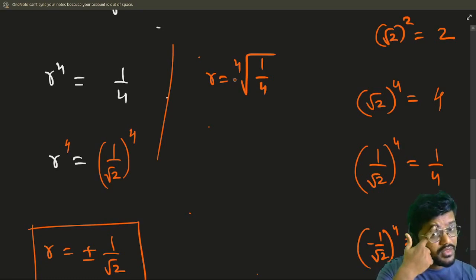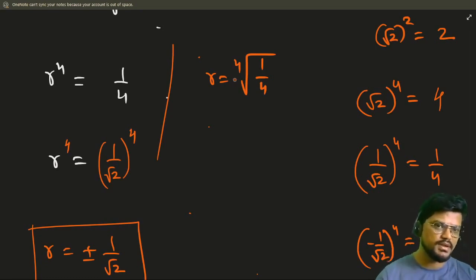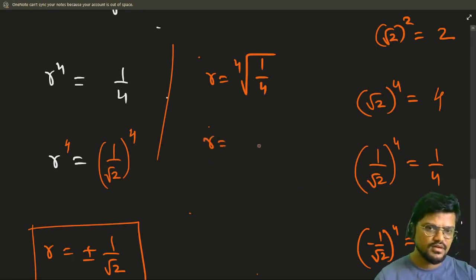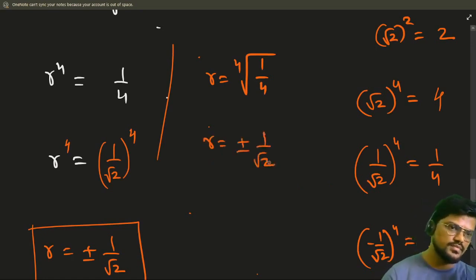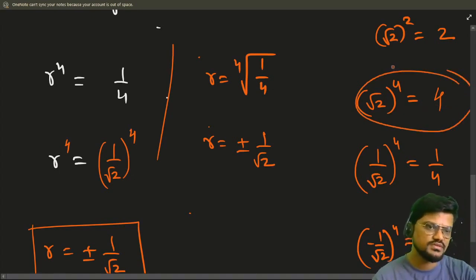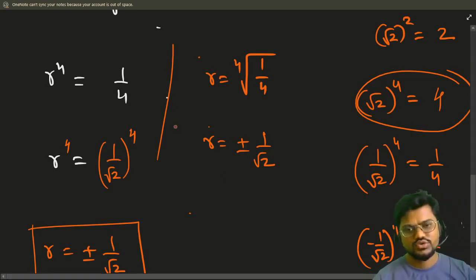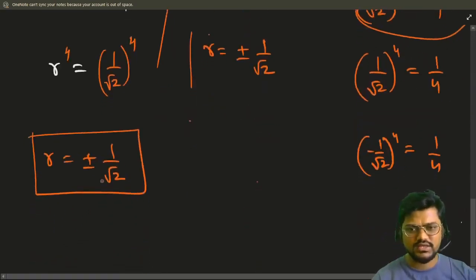That's the problem. Okay, the fourth root of 1 by 4 can be easily found. That is a simple calculation. It will be equal to plus minus 1 by root 2, because root 2 to the power 4 gives you 4. So the fourth root of 4 is root 2. But it can be plus minus both. Got it? Yeah? Okay. So r equals what? Plus minus 1 by root 2.